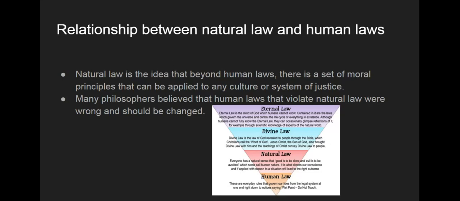Human laws are just everyday rules that govern our lives, from the legal system at one end, right down to something such as, if there's a sign, wet paint, don't touch. Okay, that's a human law. But the philosophers believe that many of these human laws were corrupted, especially when it came to the monarch's absolute power.